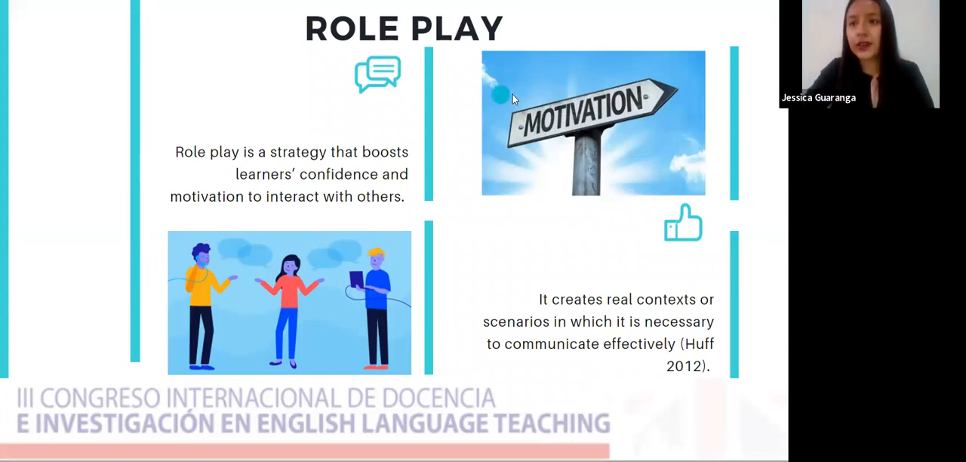And in the same way, as you can see, here you have another interesting point: it creates real contexts or scenarios in which it is necessary to communicate effectively. As you know, when learning a foreign language, it is quite necessary that our students become communicatively competent. It means that they are able to communicate effectively in real contexts. So it is not necessary to use the language only in the academic context. It is necessary that they use the language outside of the academic context, so in real environments.